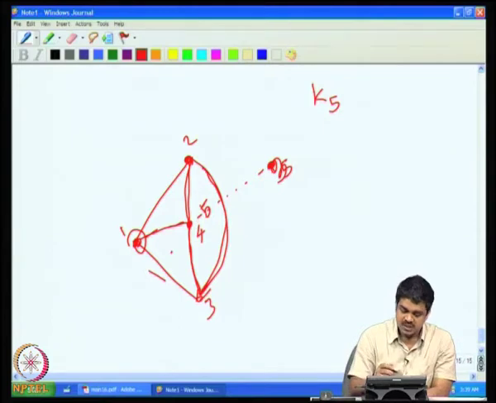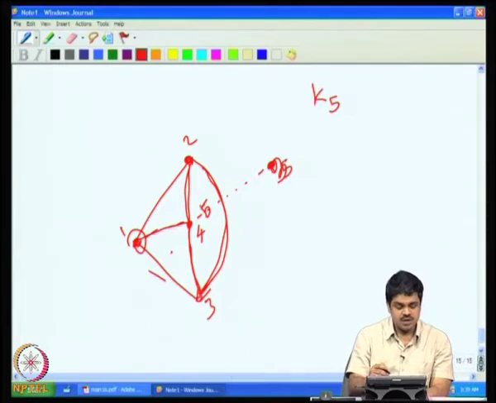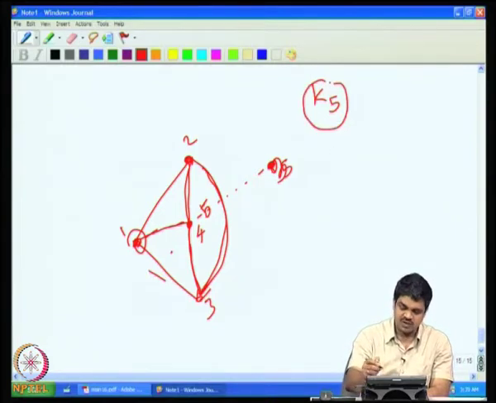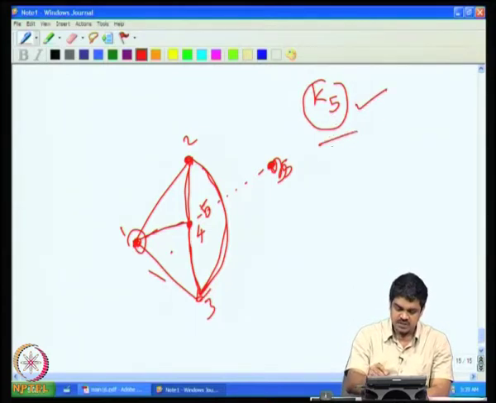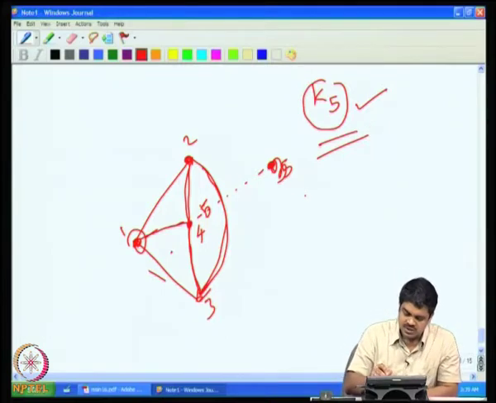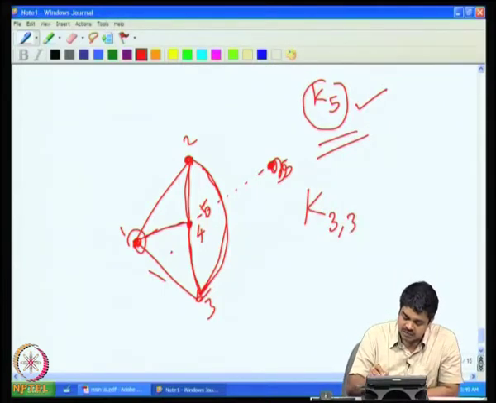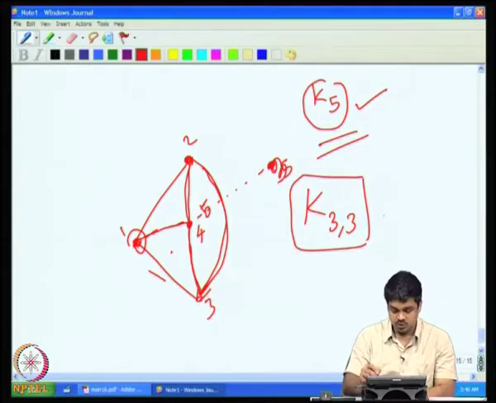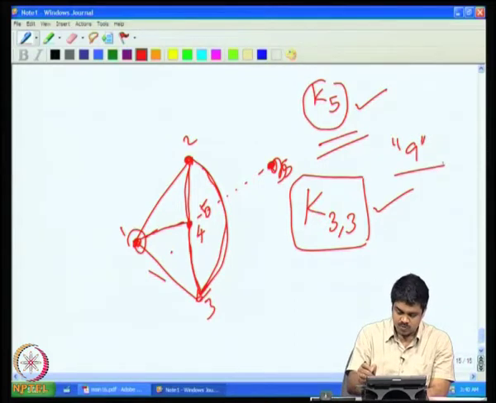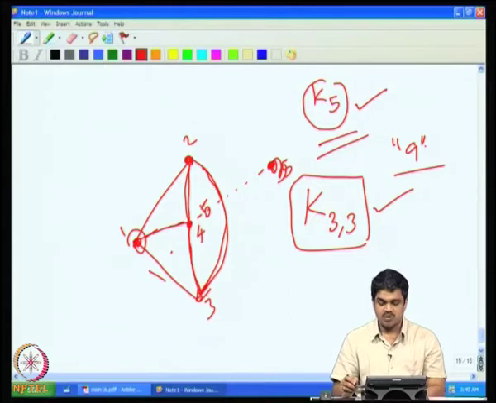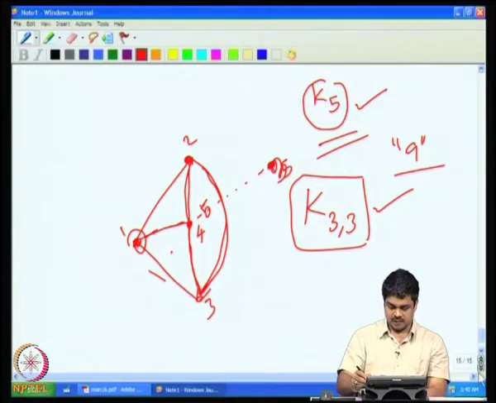Therefore you can see that all the 5 vertices cannot be placed on the plane in such a way that the edges do not cross each other, right. So this is probably the graph with the smallest number of vertices which cannot be drawn on the plane, right. There is another graph called K33 which cannot be drawn on the plane, which I leave it to you to figure out why. This has 9 edges. This is the smallest graph in the sense of number of edges which cannot be drawn on the plane.